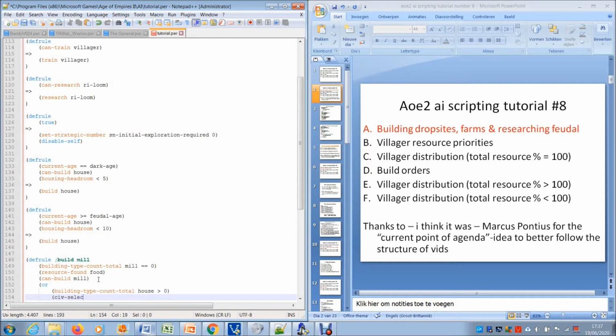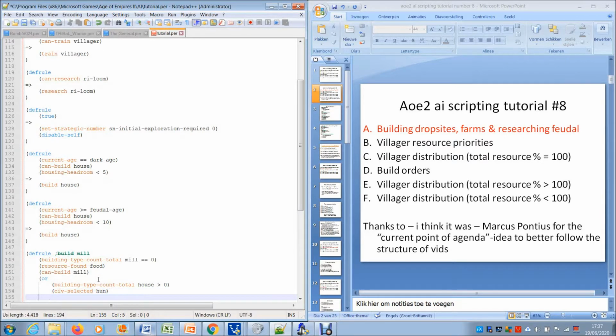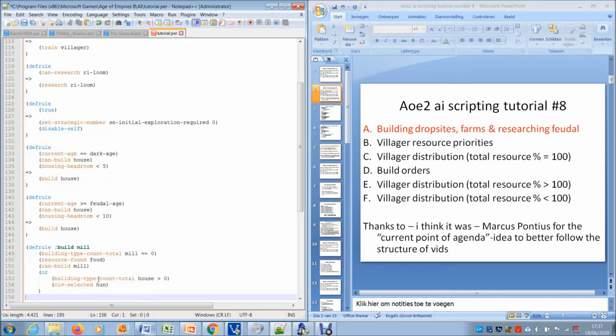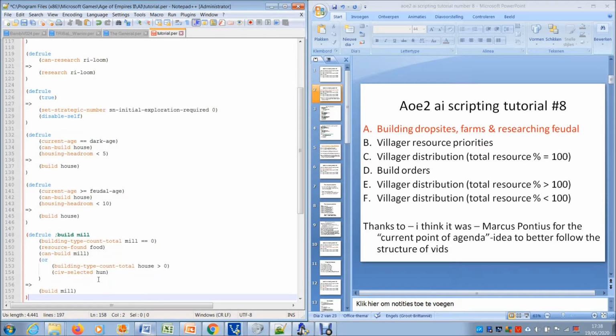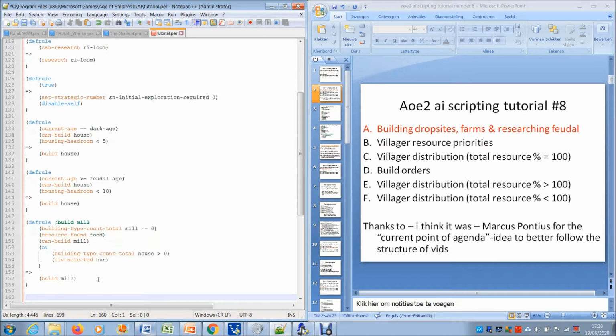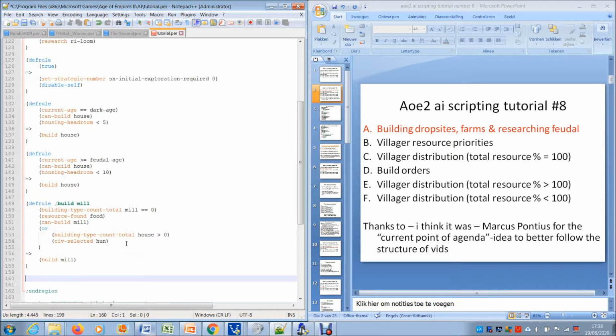Of course, if you are the Huns, you don't have houses, and to not have blocks or bugs, we have to put an OR in, otherwise it won't build a mill if you are the Huns. Build mill. We will program the other drop sites and test it afterwards.